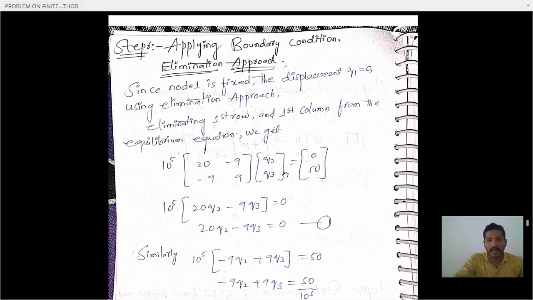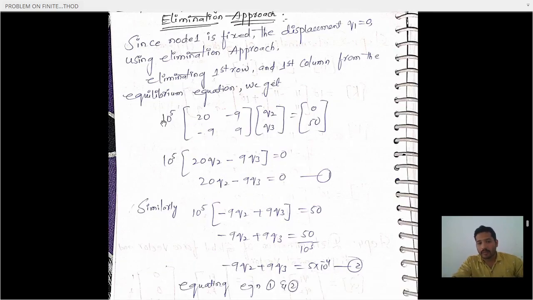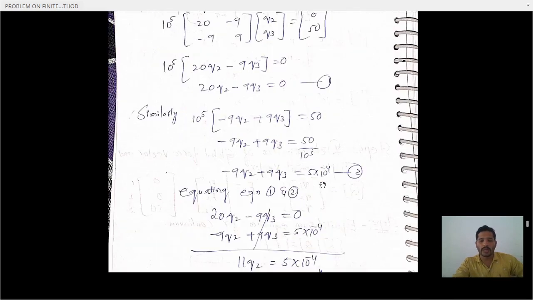After that, we need to apply the boundary condition with the help of the elimination approach method. 10 power of 5 as it is, same procedure you need to follow here. Just multiply this row into this column, as well as we have to select this first one. 10 power of 5 as it is, 20 into Q2 minus 9 into Q3 equal to 0. If you divide 0 by 10 power of 5, it becomes 0 only. 20 Q2 minus 9 Q3 equal to 0. It is considered as equation number 1.